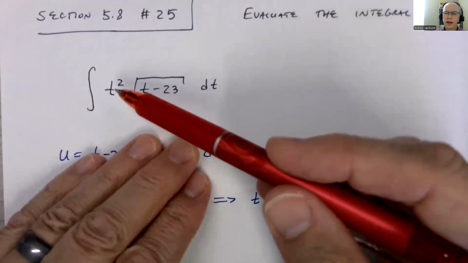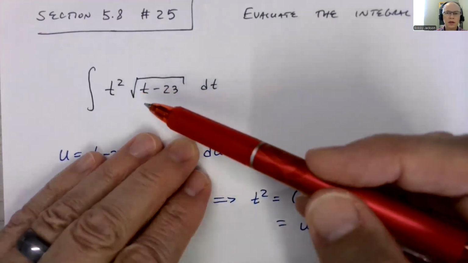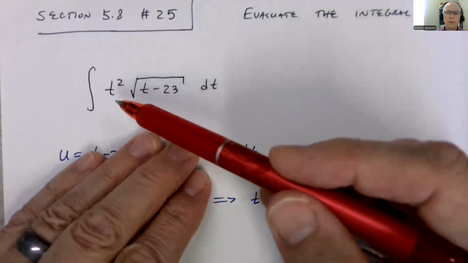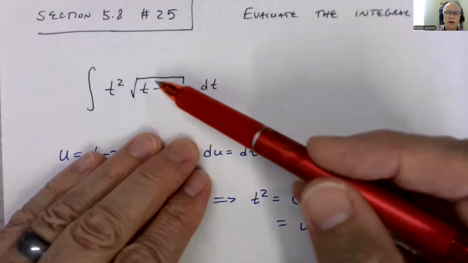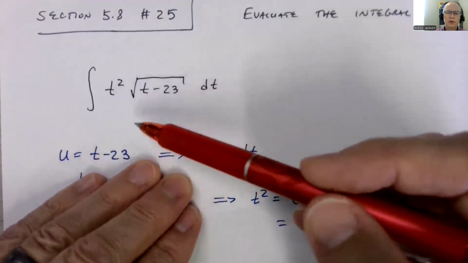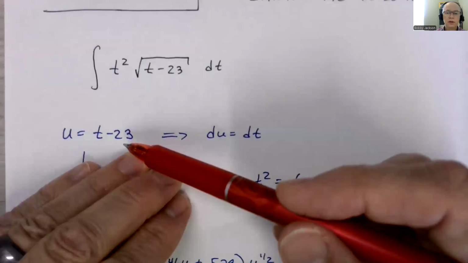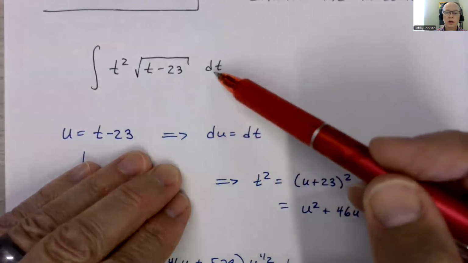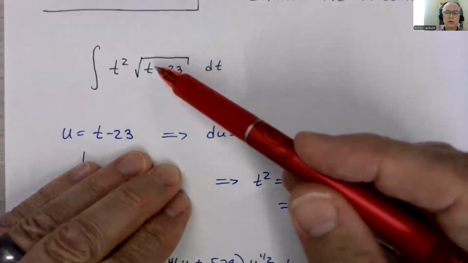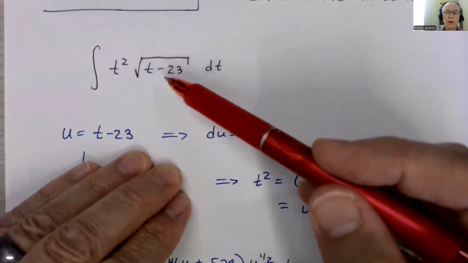Now, be real careful. I can't distribute the t squared inside the radical here easily enough. But I see a composition, the square root of t minus 23. So I could choose u to be t minus 23, which means the derivative, the du, would just be equal to dt because the derivative of t minus 23 is 1. So that takes care of the square root of t minus 23, which would become the square root of u, or u to the 1/2 power.